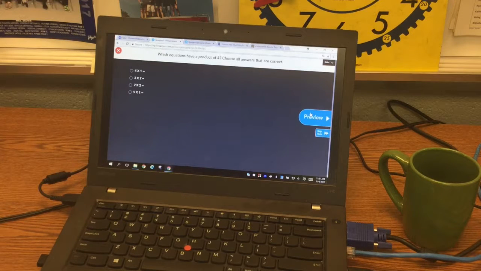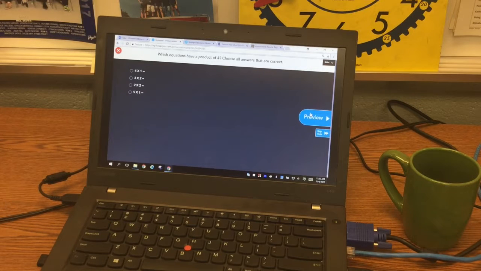Good morning, friends. Today we're going to talk about equations that have more than one correct answer. So for example, this question right here states, which equations have a product of 4? Choose all answers that are correct.